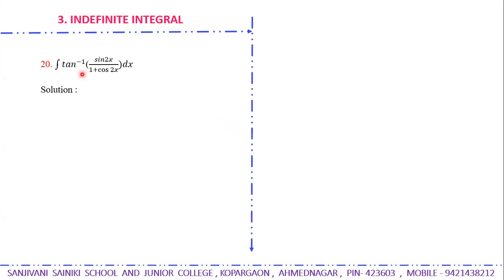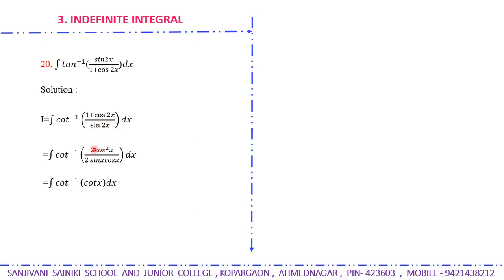Now the next example is tan inverse of sin 2x upon 1 plus cos 2x. So here I have one property, tan inverse of x is equal to cot inverse of 1 upon x. So we can use that property. Cot inverse of 1 plus cos 2x upon sin 2x. Now in next step, 1 plus cos 2 theta is 2 cos square theta. And in denominator sin 2 theta is 2 sin theta cos theta. So 2 will get cancelled and cos is also cancelled. You get cos x upon sin x, which is cot x. So again cot inverse of cot x is only x. So integration of x is x square upon 2 plus c.